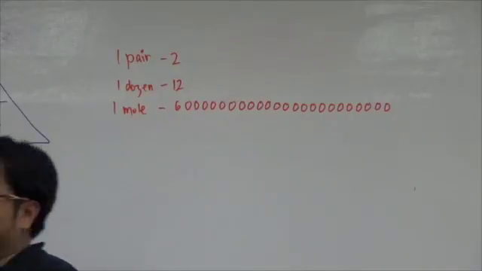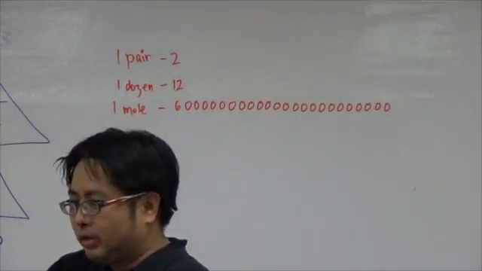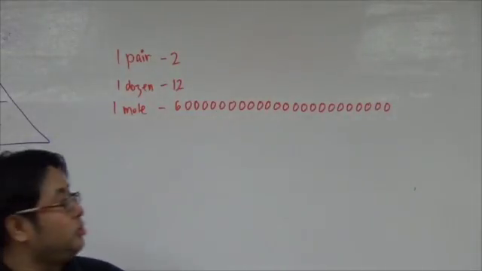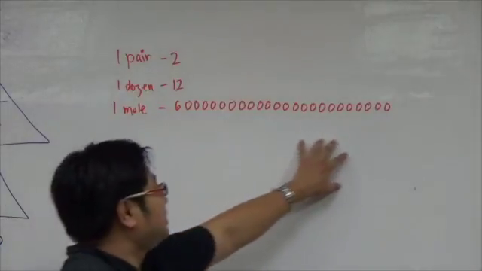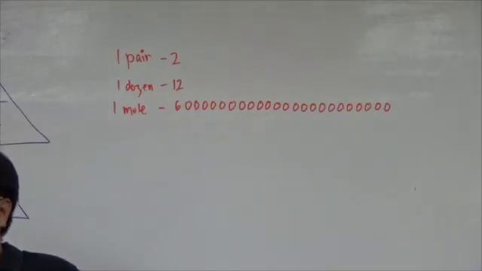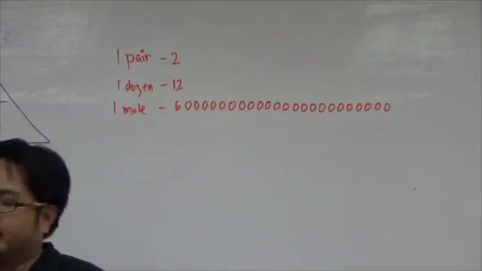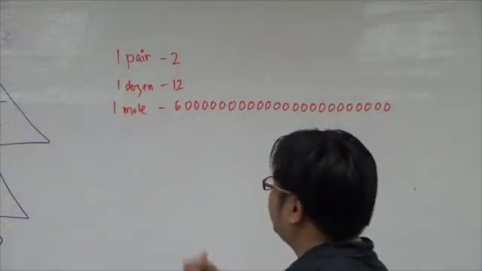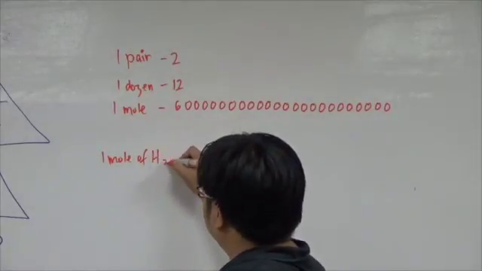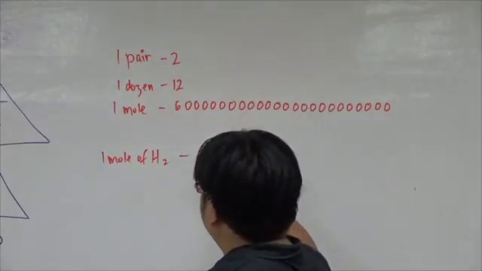And it makes perfect sense because all the things that you are measuring, for example, hydrogens, oxygens, are very small. So you need so many of them, then they become heavy enough that you can actually measure. In fact, when they say 1 mole of hydrogen gas, it is actually 2 grams.